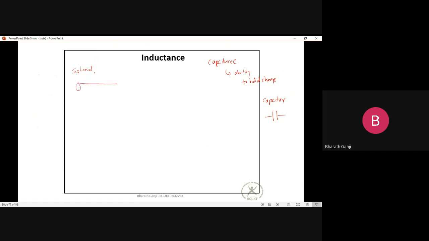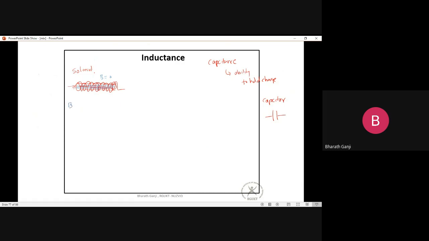If you have a ferromagnetic material like this, some kind of material, you wind a wire like this, and this is what we call a solenoid. And of course, the fields of the solenoid we already saw are almost uniform inside everywhere. We assume that there are no fields outside, though practically it is not possible.